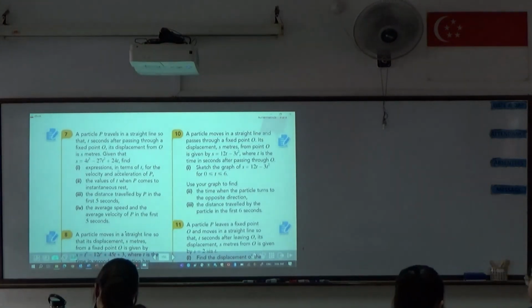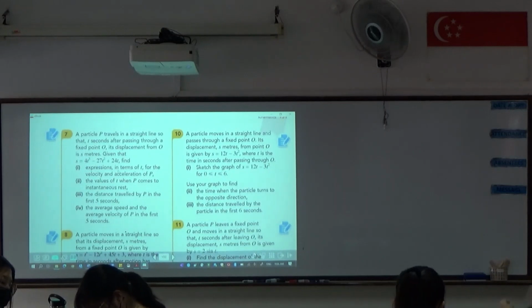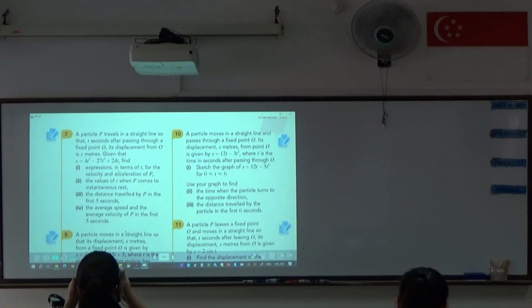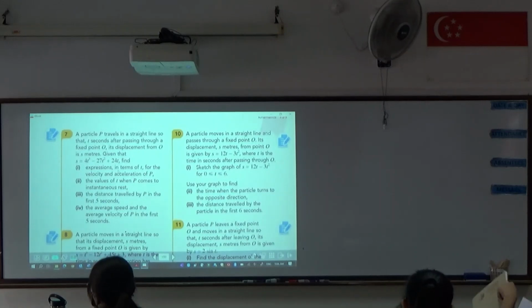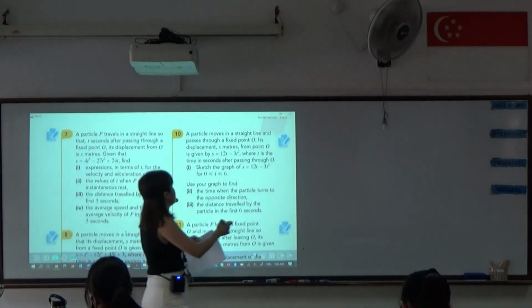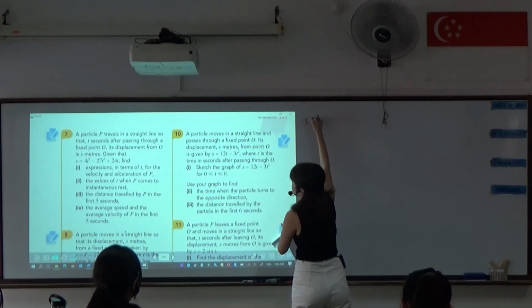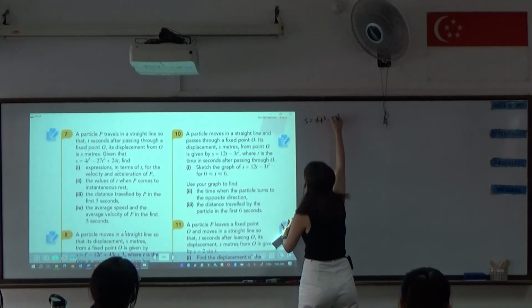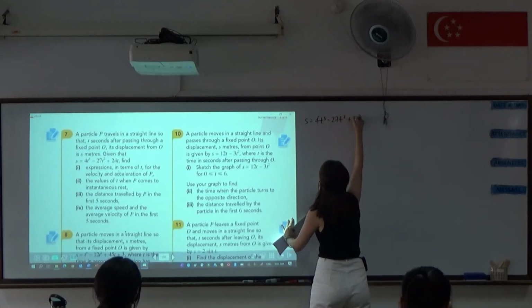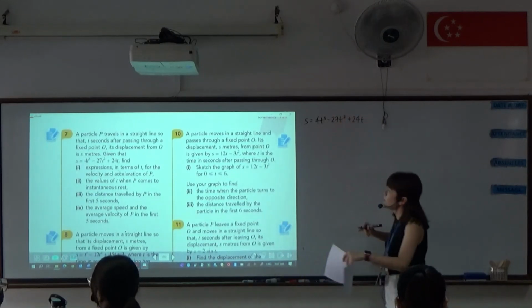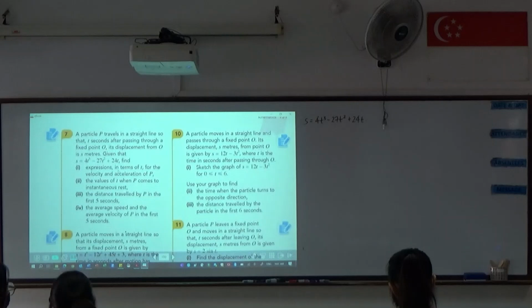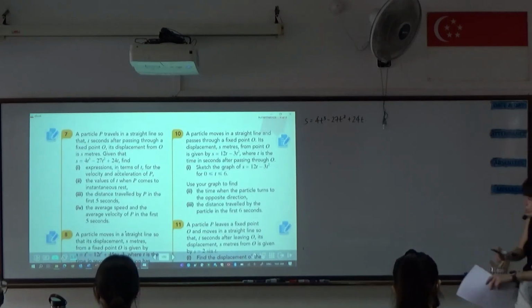Now, question 7 says that a particle P travels in a straight line so that t seconds after passing through a fixed point O, its displacement from O is s meters, given that s is equal to this expression here. We want to find the expression in terms of t for the velocity and the expression for the acceleration.